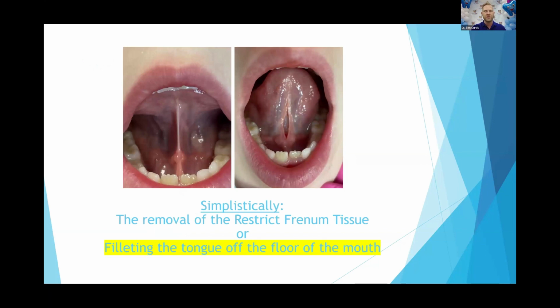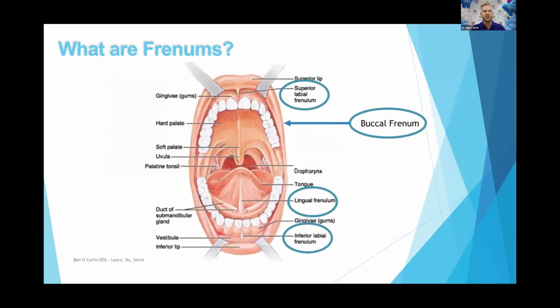What is a frenectomy? Simplistically, I like to keep things simple. In simplicity form, what we're doing is moving the tongue up and the floor of the mouth down. You're literally just filleting the tongue off the floor of the mouth. You make an incision and send the tongue up and the salivary glands downward. We'll walk you through that in a little bit.